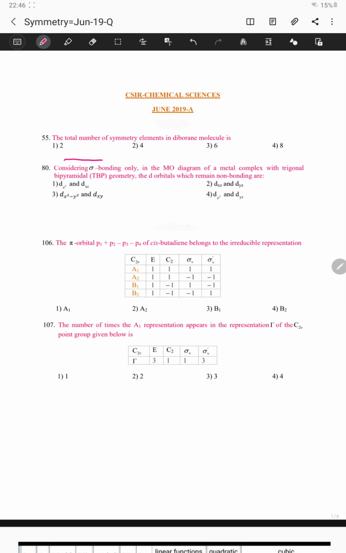This is an understanding question which requires a little workout. The student can directly remember the d orbitals that are involved in the bonding, non-bonding or anti-bonding related to every geometry, but it is a tedious process. So it is always better to know the standard procedure, how to work out the orbitals that remain non-bonding or participate in bonding.